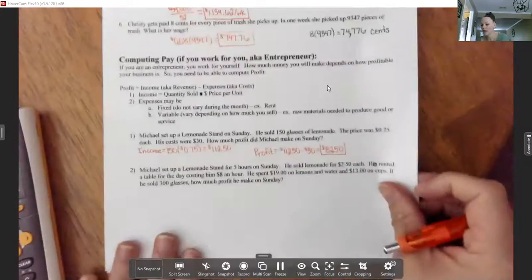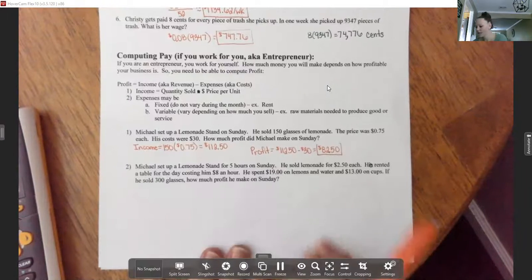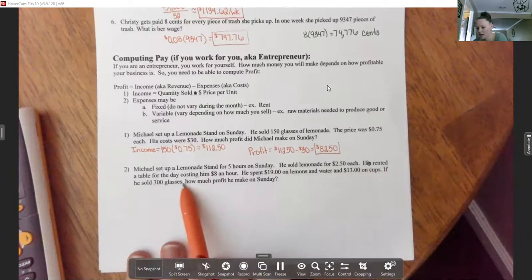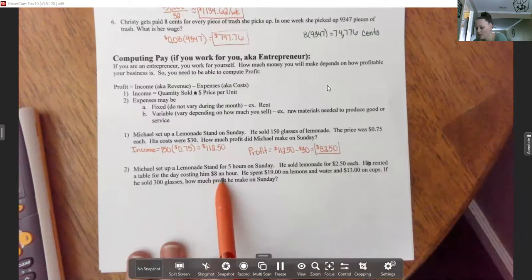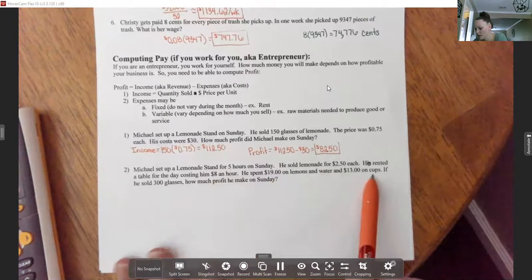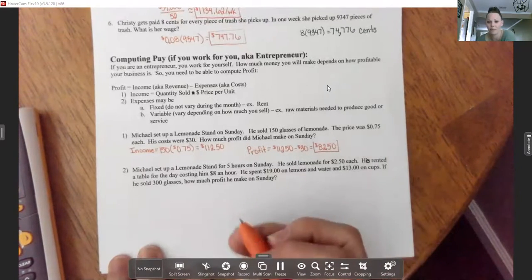Okay. And here on number 2, Michael set up a lemonade stand for 5 hours on Sunday. He sold lemonade for $2.50 each. He rented a table for the day, costing him $8 an hour. He spent $19 on lemons and water and $13 on cups. If he sold 300 glasses, how much profit did he make on Sunday? Lots of typos here. I apologize. I don't know what was going on when I typed this.